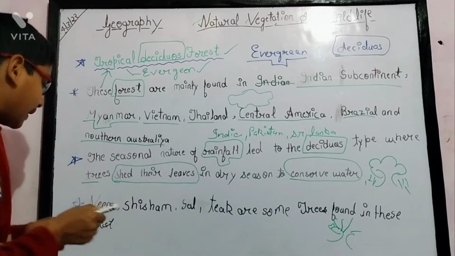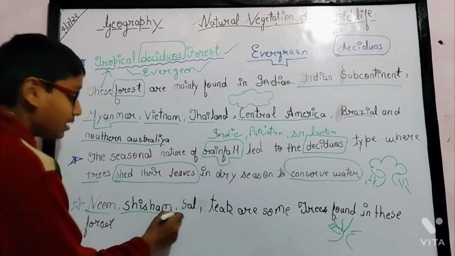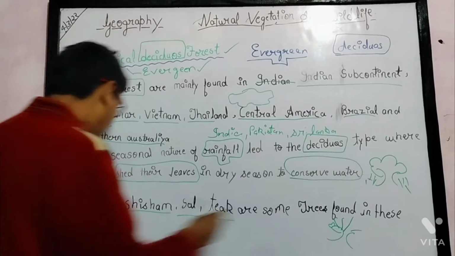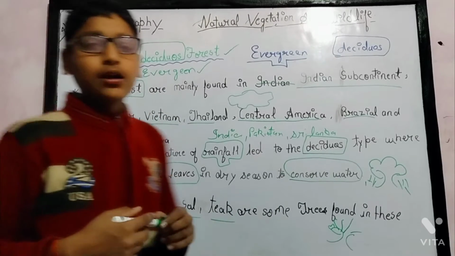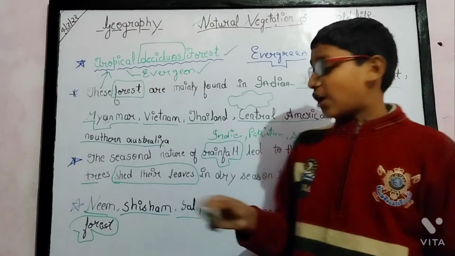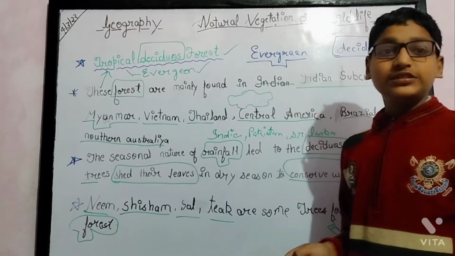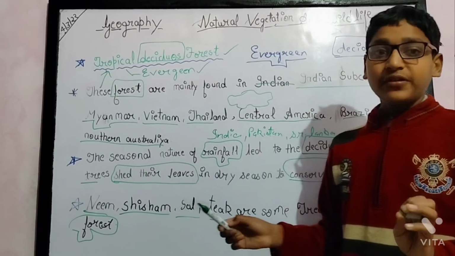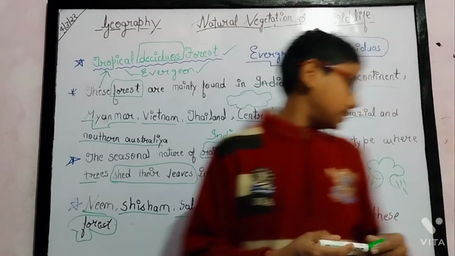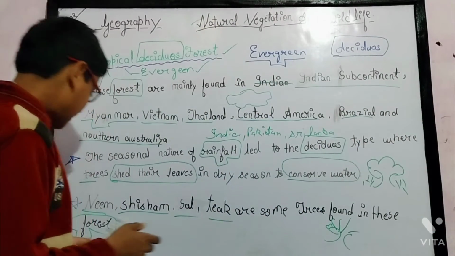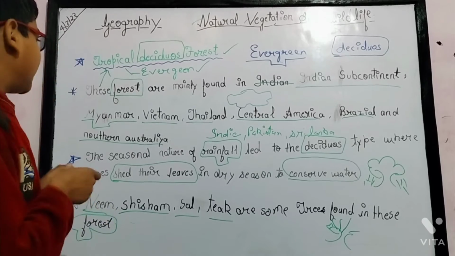So neem, sesame, sal, and teak are some trees found in these forests. Neem, every single one of you has seen the neem tree. Sesame, sal, teak are some trees found in these forests. So I hope you understand these topics.